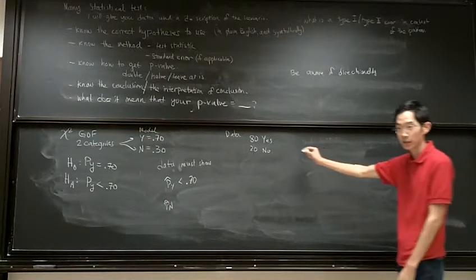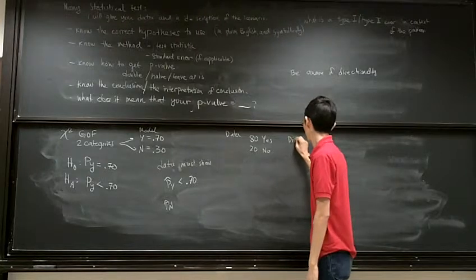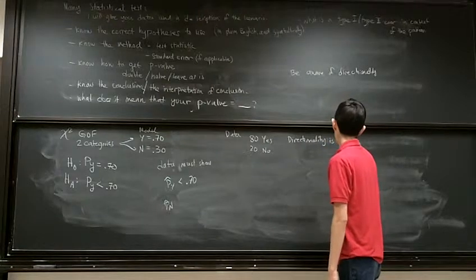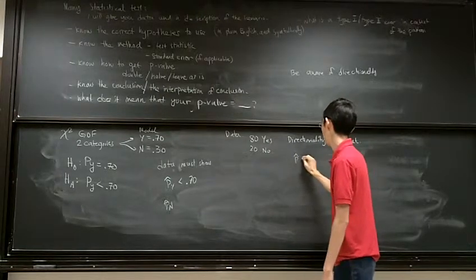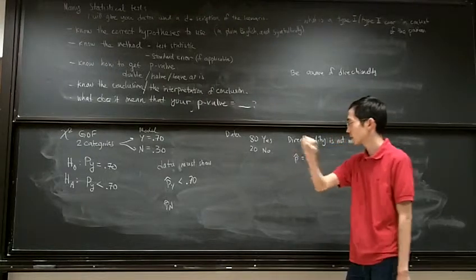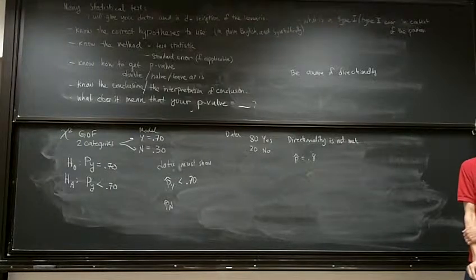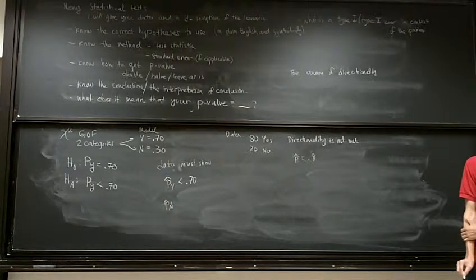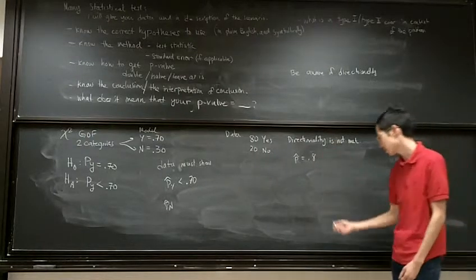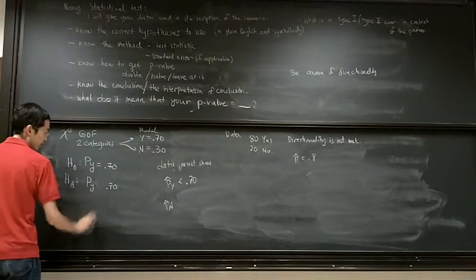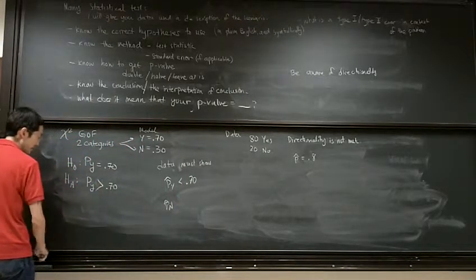So for this one, directionality is not met. This p hat would be 0.8. That is not less than 0.7. No evidence to support it. Okay, let's try this out though. Let's say we switch this around. Our directionality is now met if we did this.